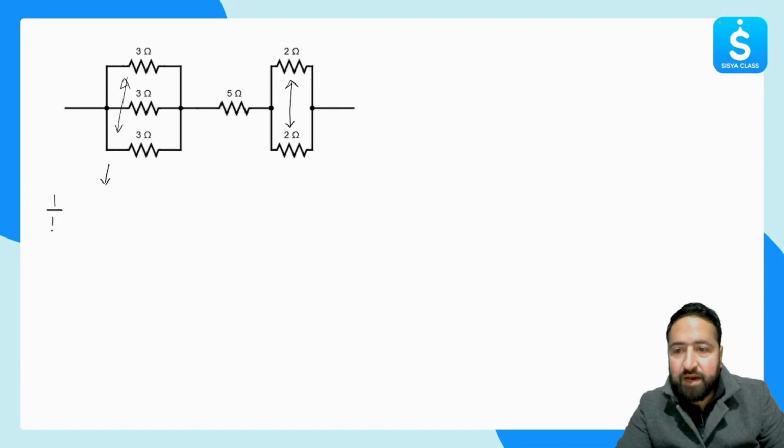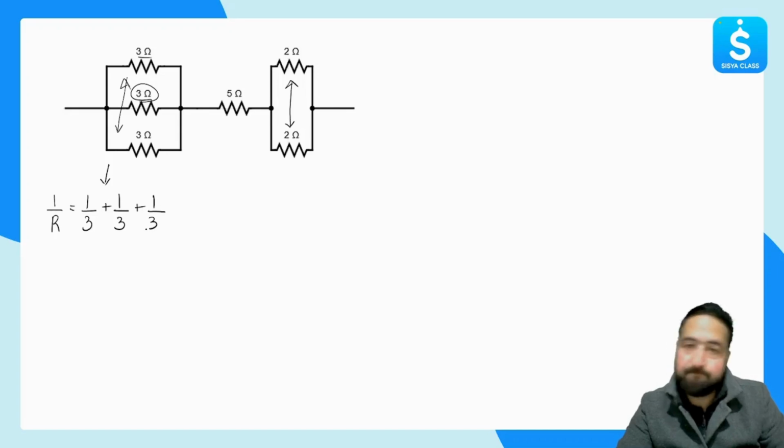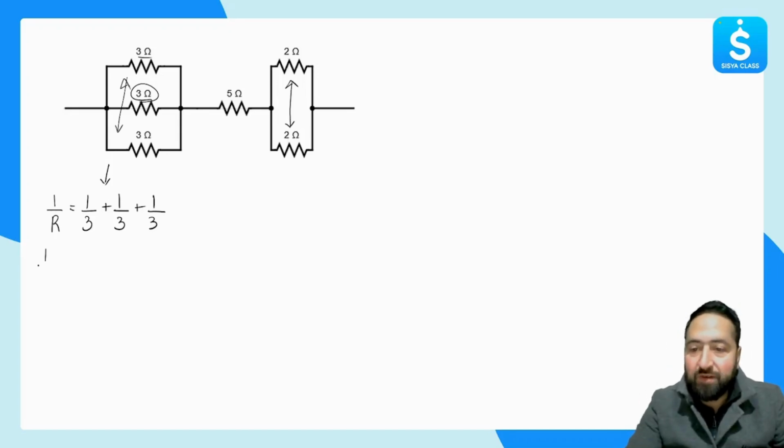1 divided by R equals 1 divided by R1. What is R1? It is 3 ohms. Plus 1 divided by R2. What is R2? It's 3 ohms again. Plus 1 divided by R3. It is 3 ohms again. Got it? So 1 divided by R equals, we take the LCM of these three.